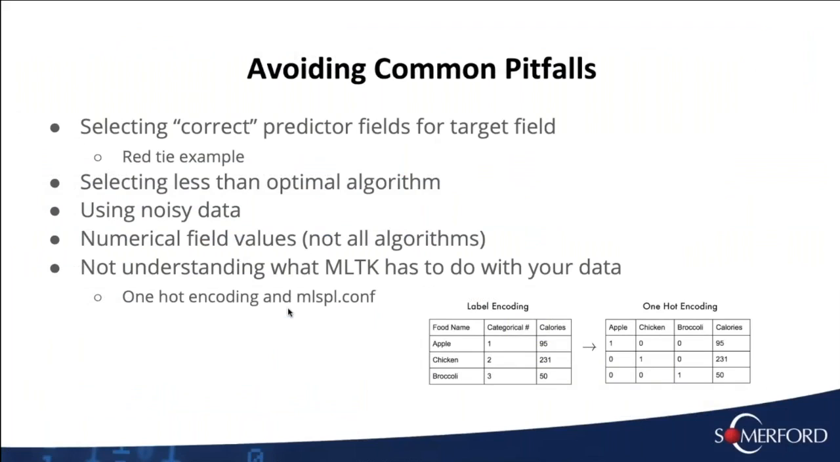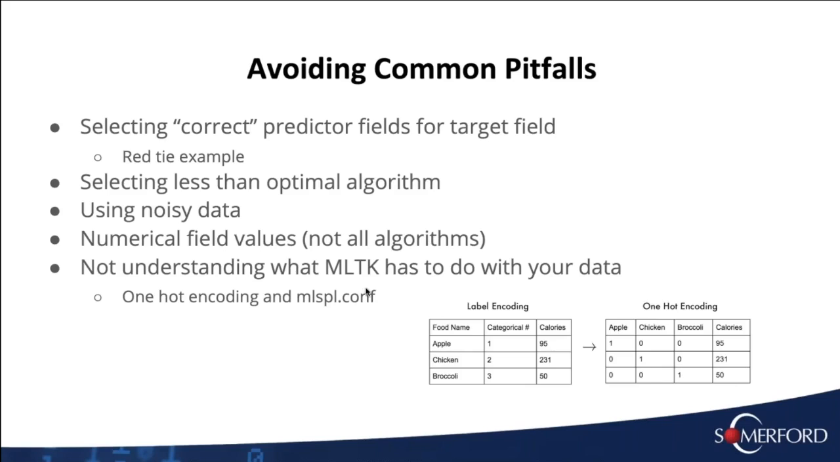Using noisy data, so again, go back to that red tie example. If you put data in there that's not relevant to the question you want answered, you're likely to have a harder time getting the correct answer out of that machine learning process. I've mentioned earlier numerical field values, so not all algorithms are affected by that weighting of purely a number and its importance. Generally, you can get around that, if you do have to have a number there, by putting a letter, an underscore, and then the number, which you can do with eval.